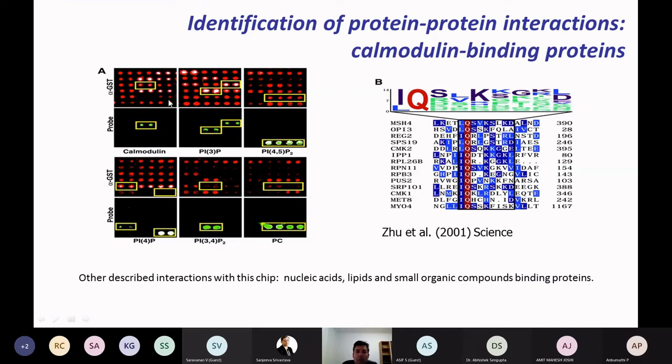In this image, I'm showing you the results related to the identification of calmodulin-binding proteins just by incubation with calmodulin labeled with biotin. And as you can see, the authors were able to detect those proteins able to bind to calmodulin by using a streptavidin labeled with a secondary fluorophore. Also, the authors were able to detect the specific calmodulin binding site of the newly identified proteins that were able to bind to calmodulin.